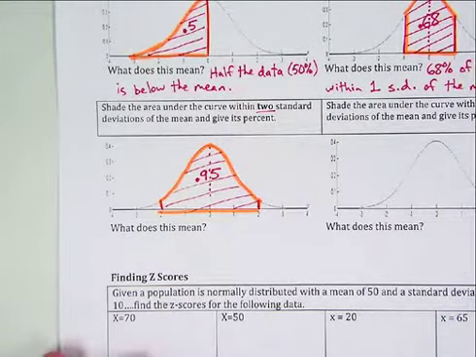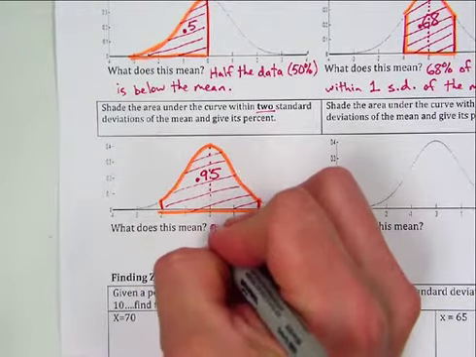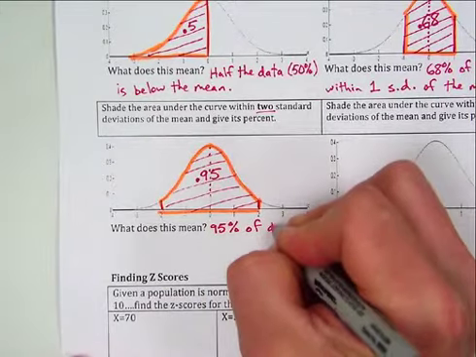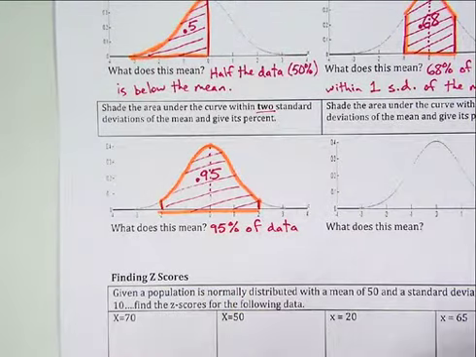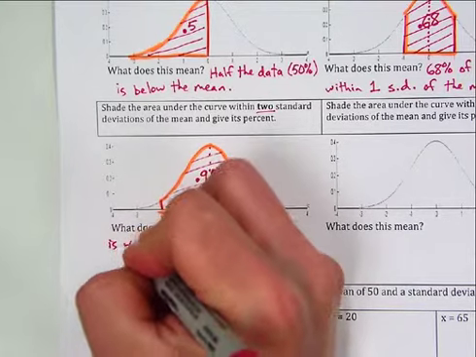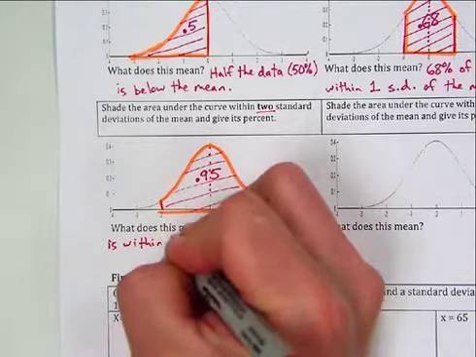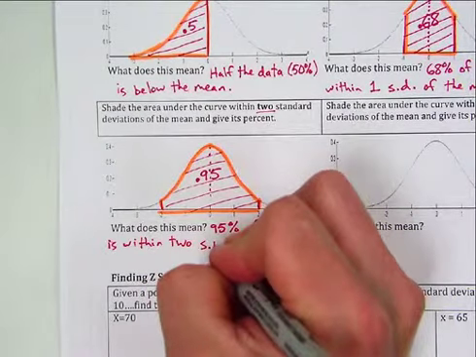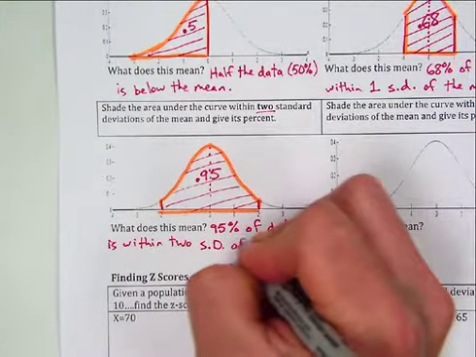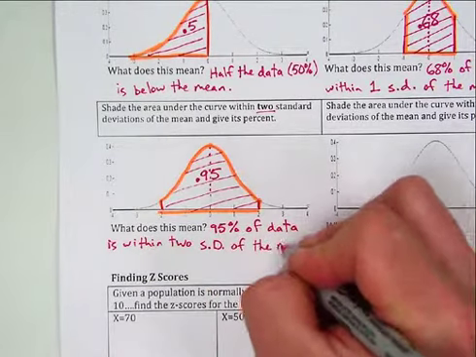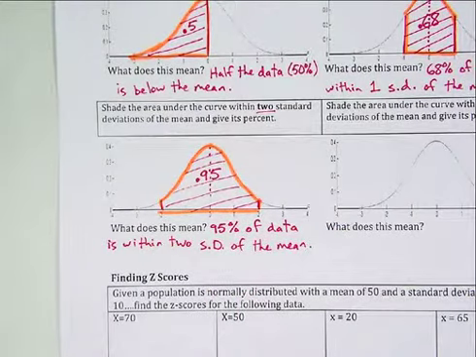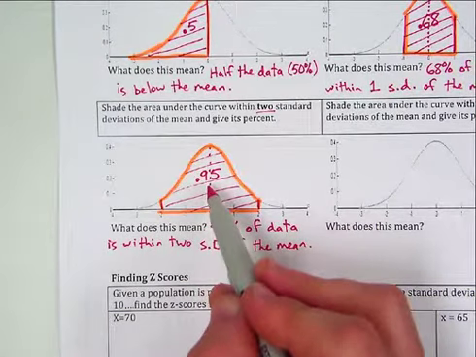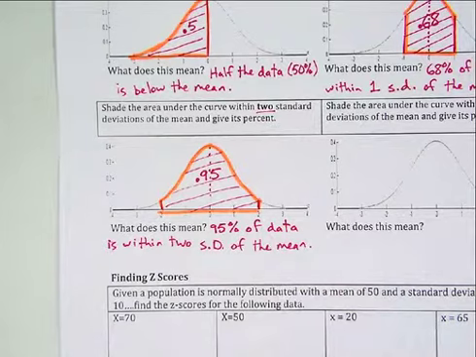So what does this mean? 95% of the data is within 2 standard deviations of the mean. So as that spread increases now to 2 standard deviations, we have about 95% of the data there.